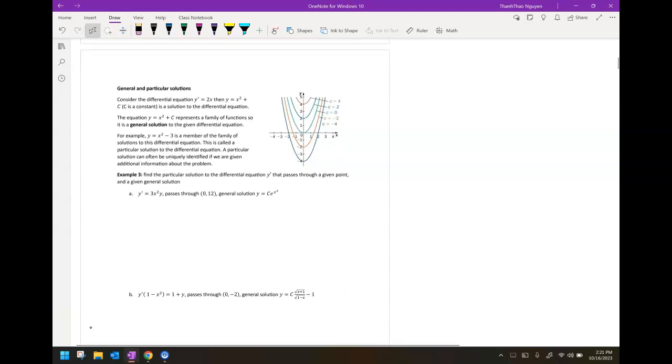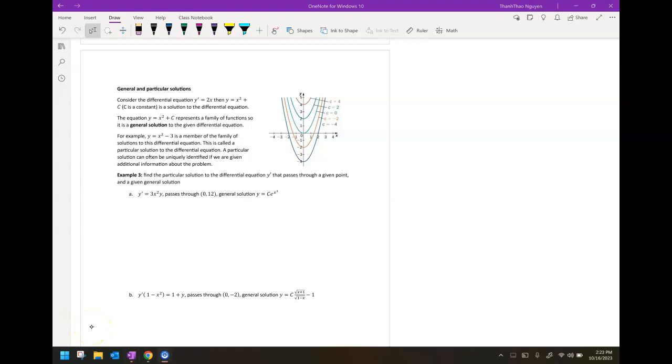Okay. Find a particular solution to the differential equation y prime that passes through the given point and given a general solution. Well, we have y prime is equal to 3x squared y passed through the point 0, 12, and the general solution is y equals c times e to the x to the third. Okay, so the general solution y equal that.